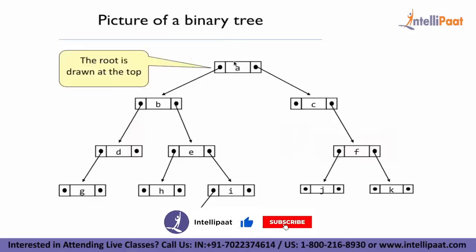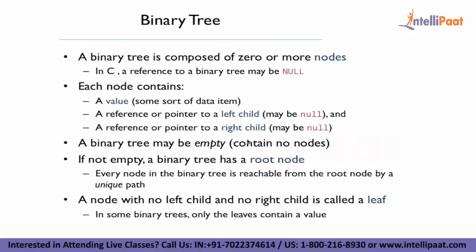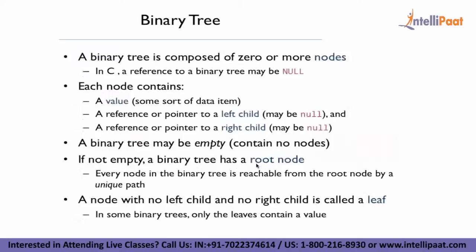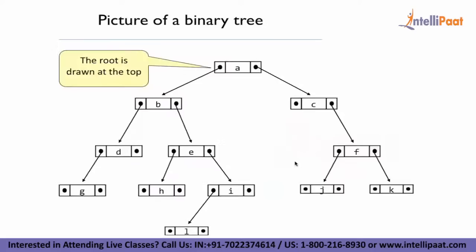If any node has no reference pointing to it from above, then it is called the root node. So we always start with the root in a binary tree. Each node in the binary tree has two references, one left and one right, and we keep on building the tree. A binary tree may be empty. If the root is null, that means the binary tree is empty. If not empty, it has a root node, which will have some value.